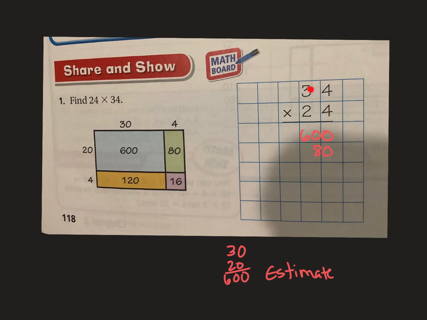Then we're going to reverse it. We're going to do this 10 times this one. That's this section right here. 4 times 3 is 12, with 1 zero on the end is 120. And finally, we're going to do the 2 ones columns, the 4 times 4. That is this section right here, the 4 times the 4, which is 16.